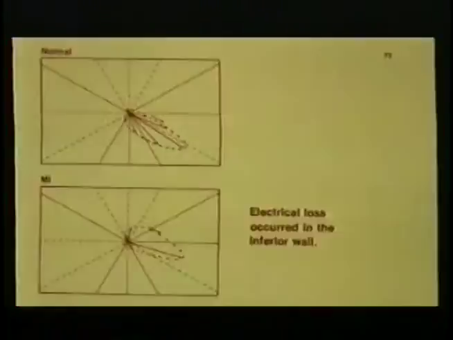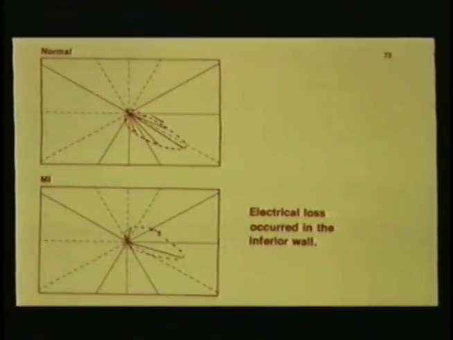72. Given the sequential vectors and completed loop inscribed in the frontal plane for normal ventricular activation and following myocardial infarction, state whether the electrical loss occurred in the anterior wall, the posterior wall, the lateral wall, or the inferior wall. 73. The electrical loss occurred in the inferior wall. The loss of inferior forces results in the initial 40 milliseconds of the loop being inscribed superiorly.